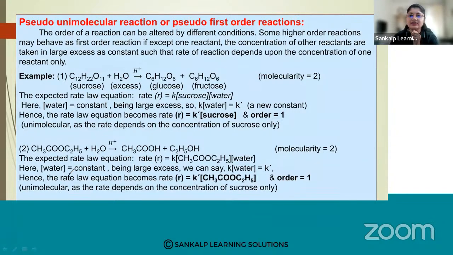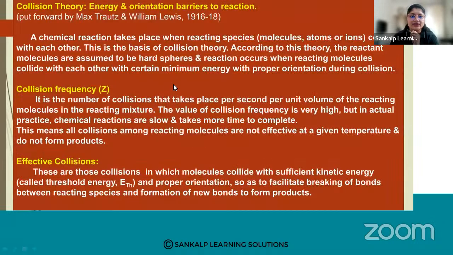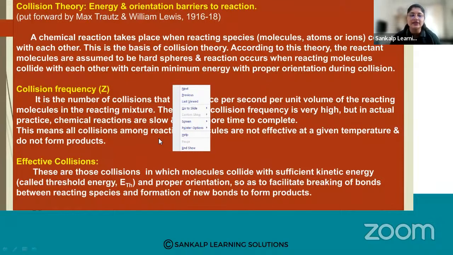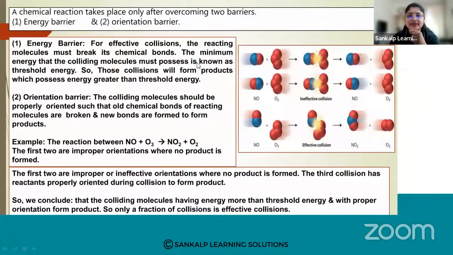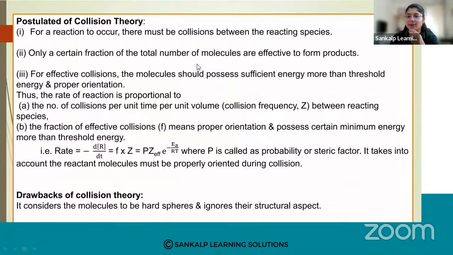Then we had seen the temperature dependence, and we had discussed the Arrhenius theory. So what was the temperature dependence? At every 10-degree rise in temperature, the rate of the reaction also doubles.